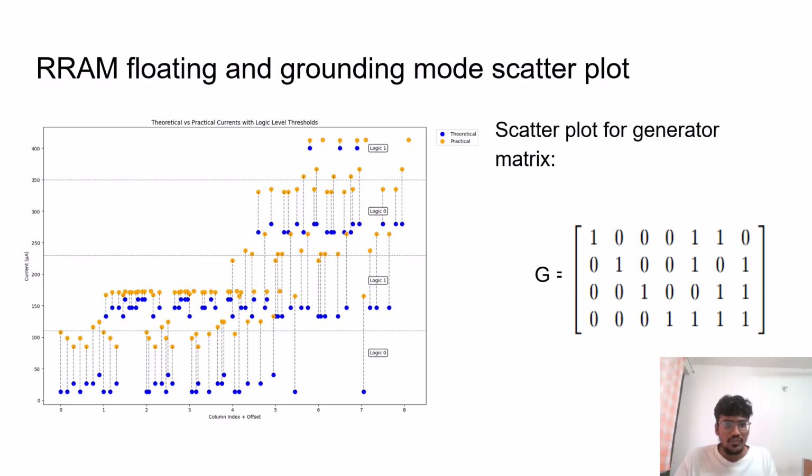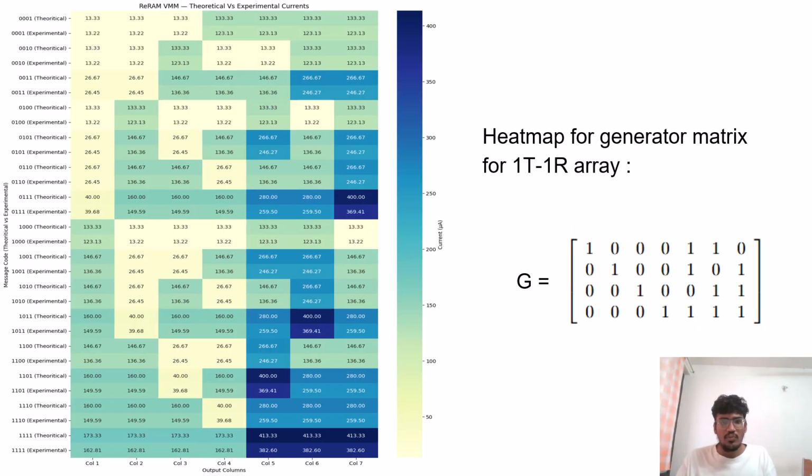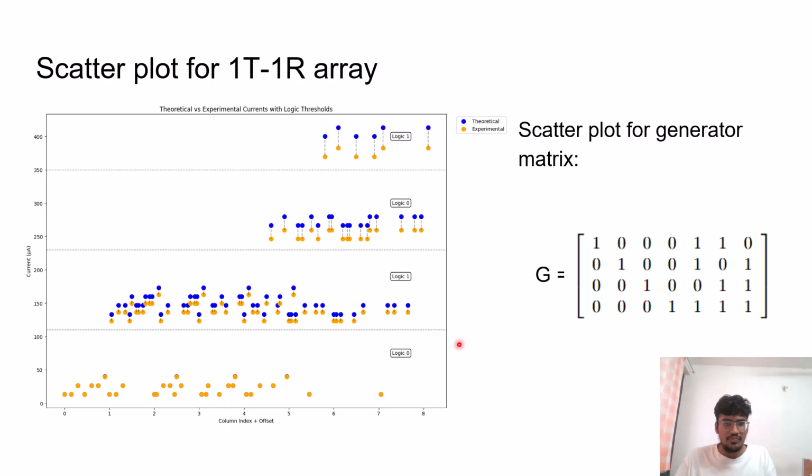In grounding mode, the theoretical value exactly matches the practical value, so there will be no problem in narrowing the window. But the problem is that a huge peripheral area is required for the Rram to be operated in the grounding mode. As we have seen, in the floating mode there are huge variations. So we came to the 1T 1R array. Here we can see that the variations between theoretical and experimental are very small, and the same amount of area that we used in the floating mode can be used in the 1T 1R array, except for the transistor, which can be scaled almost. This is the scattering plot for the same thing. Here we can see that both the currents almost match, so no bit flip will happen.